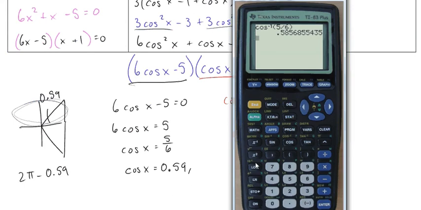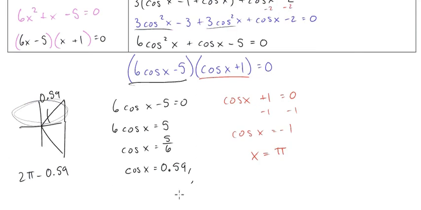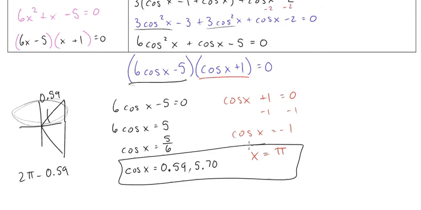Or to try to get a little bit closer, let's actually store this answer. So store it as our x value. And so 2 pi minus our x value, the number we just stored, gives us 5.69. Really, that will round up. So let's go 5.70. And there's our answers. All right, hope that helped.